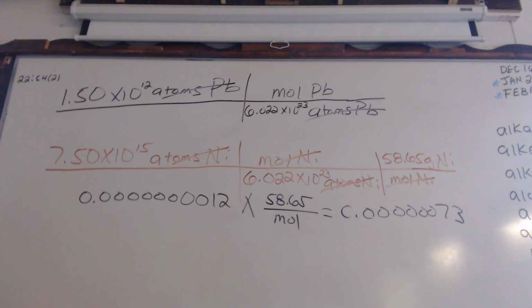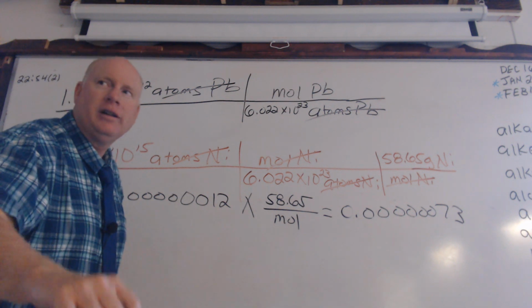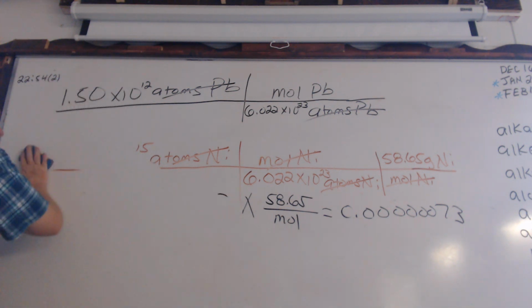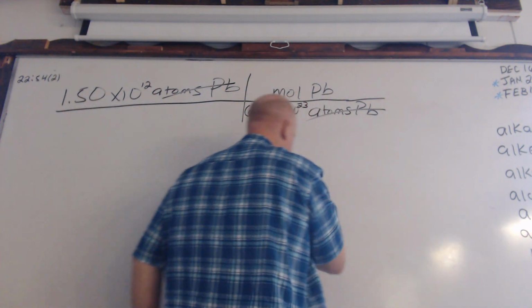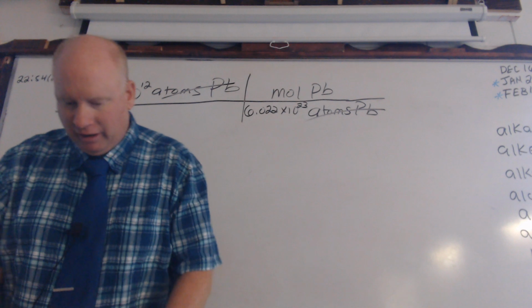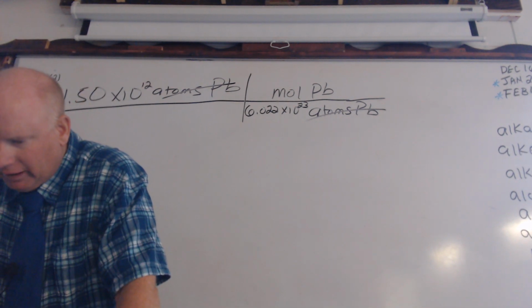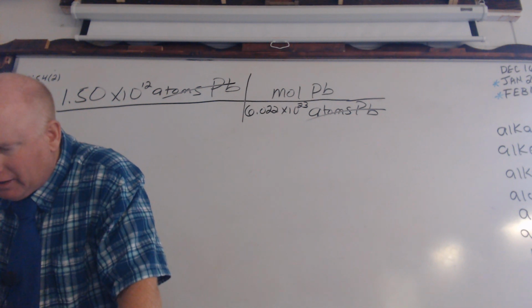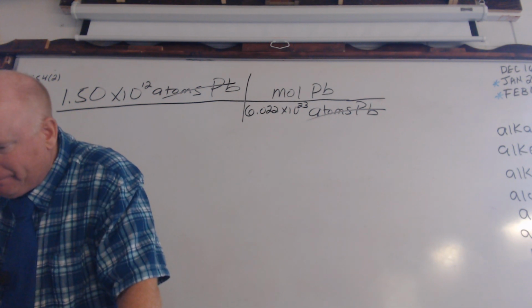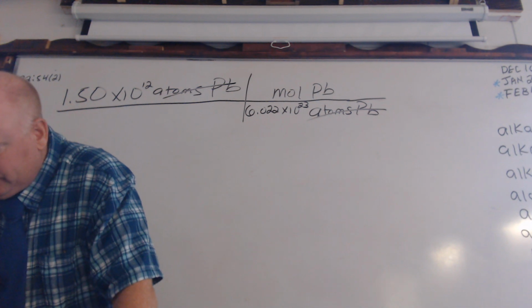Okay, number 2 or number 3? Three looks hard. Yeah, 3 looks hard. So is that good or bad then? That means you should do 3. Okay. Number 3 on page 87 says, what mass of gold contains the same number of atoms as 9 grams of aluminum?